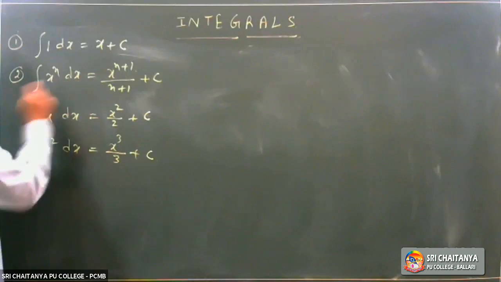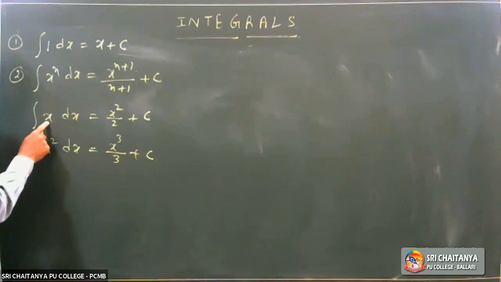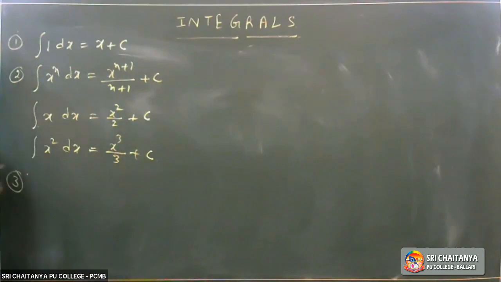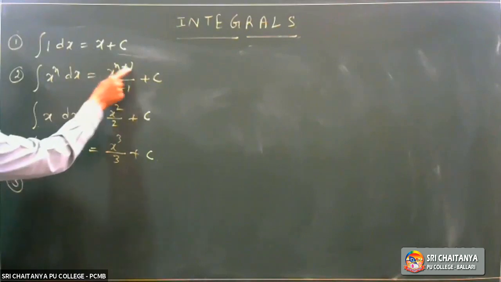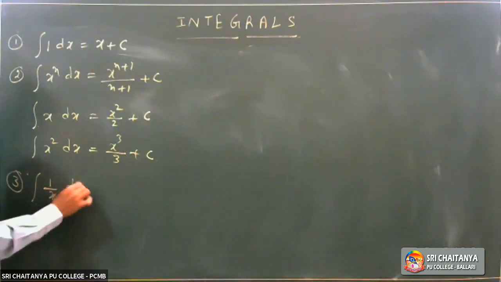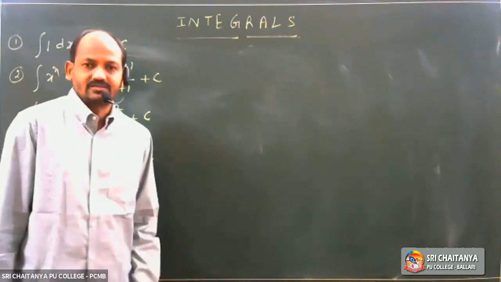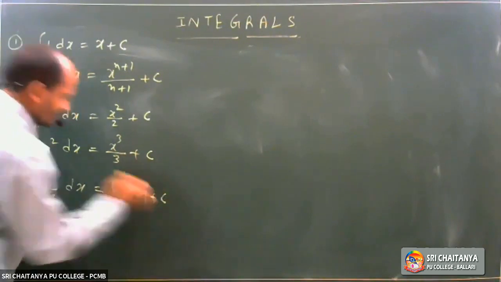So integral of 1 dx is x plus c. Integral of x power n dx is x power n plus 1 by n plus 1, plus c. For n value 1, that is x power 1 plus 1 divided by 1 plus 1. For x square, n value is 2, so x power 2 plus 1 by 2 plus 1, that is x cube by 3. Next, integral of 1 by x dx. What about the derivative of log x? It is 1 by x. So integral of 1 by x is log mod x plus c.